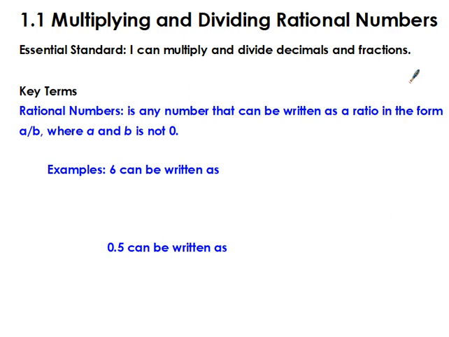So first key term here is rational number. A rational number is any number that can be written as a ratio in the form of a over b, where a and b is not 0. So it's basically a number that can be written as a fraction.